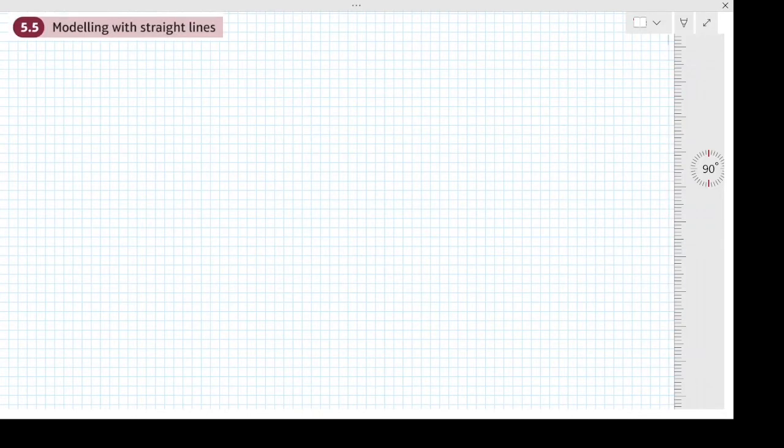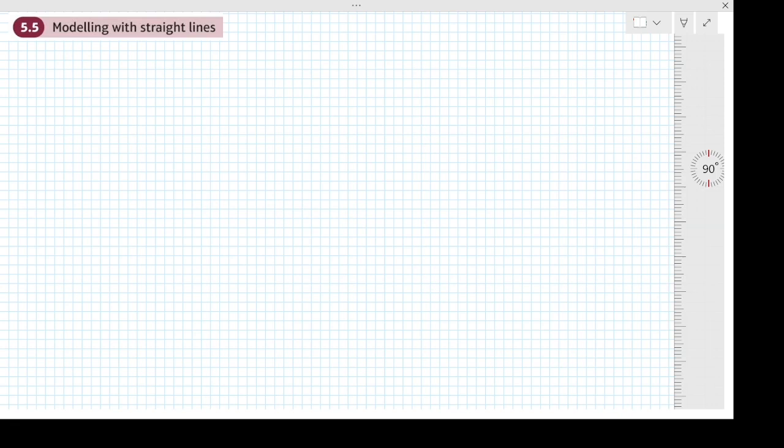Hello. So in this section, the final part for this chapter looking at straight lines, we're going to look at modelling with straight lines. Again, we looked at modelling with quadratics earlier on in the course in an earlier chapter. So we had a real life scenario, and we needed to find a quadratic equation which will then tell us what we need to know. And we're going to use the same idea with straight lines as well.